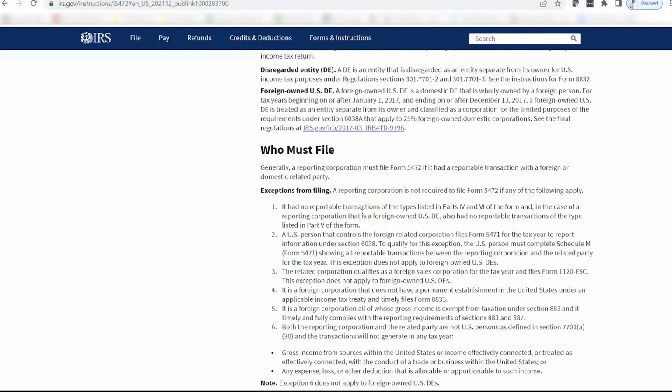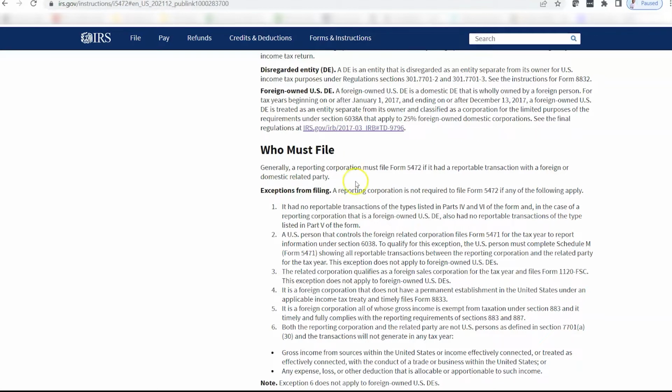Alright, so now that we know what a reporting corporation is, let's figure out whether a foreign-owned U.S. single-member LLC can claim any exemption from filing these forms. Because as you are all aware, failing to file these forms, filing them incorrectly, or not filing at all comes with a $25,000 penalty. So most people would want to be in a situation where they have an exemption so they don't have to file the forms.